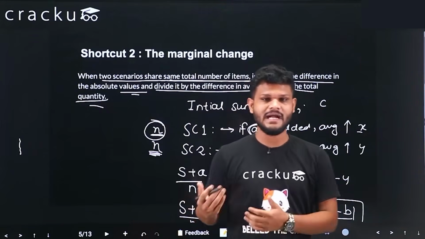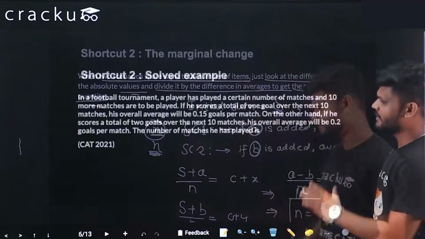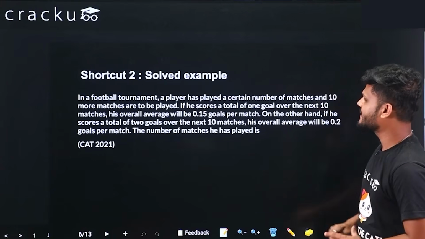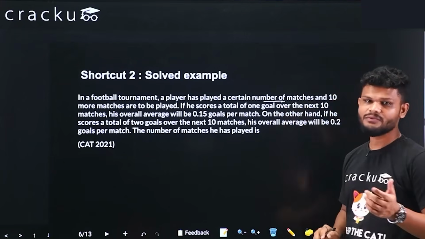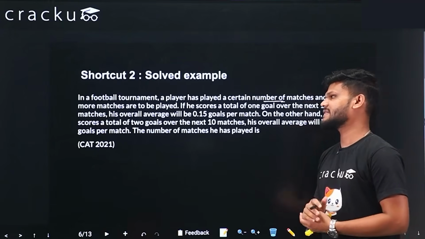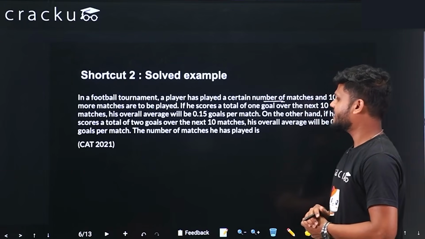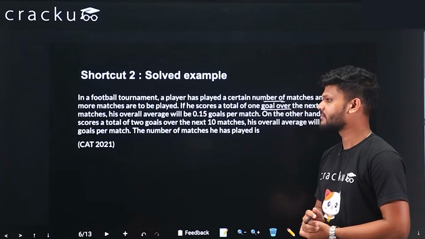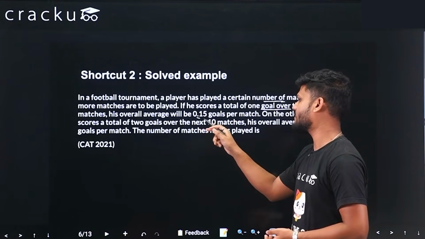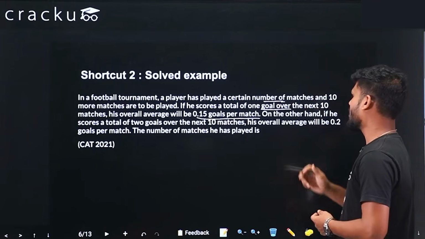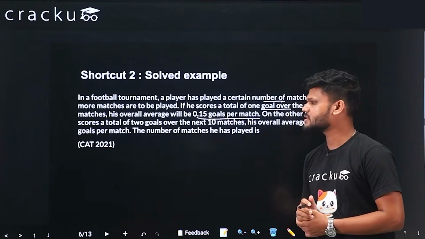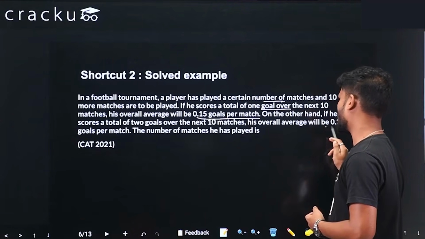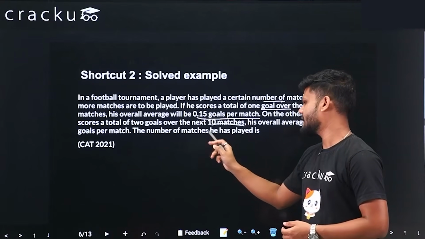Now let us try to solve a P by Q question based on it. In this question we are given, in a football tournament, a player has played a certain number of matches. We don't know. And 10 more matches are to be played. If he scores a total of 1 goal over the next 10 matches, his overall average will be 0.15 goals per match. On the other hand, if he scores a total of 2 goals over the next 10 matches, his overall average will be 0.2 goals per match. The number of matches he has played.